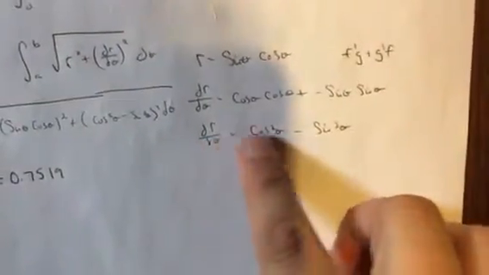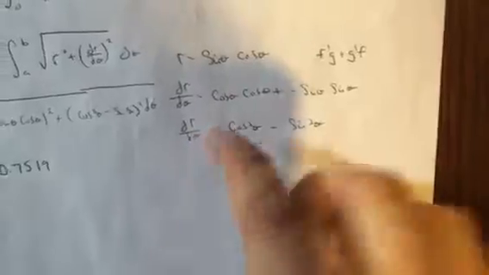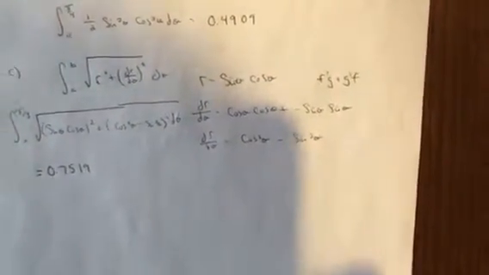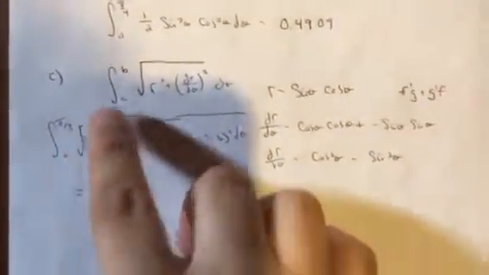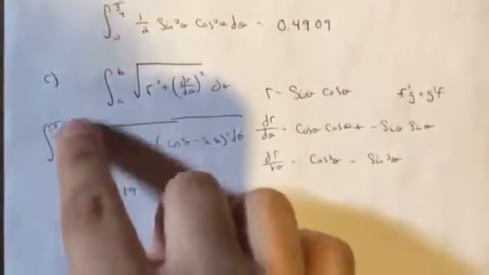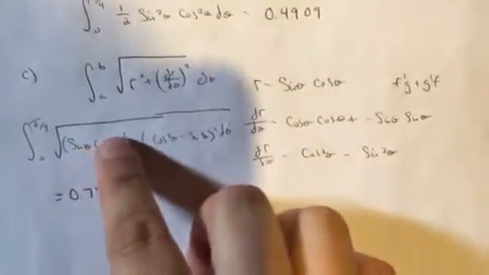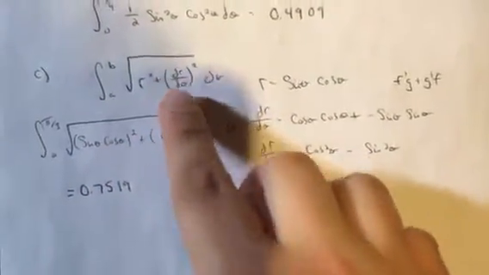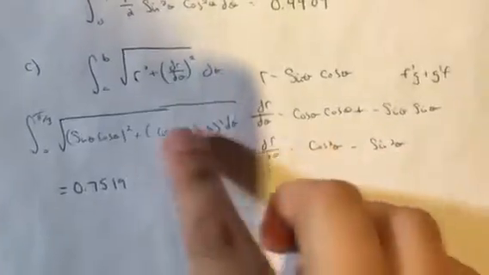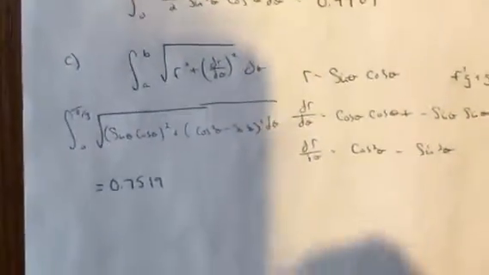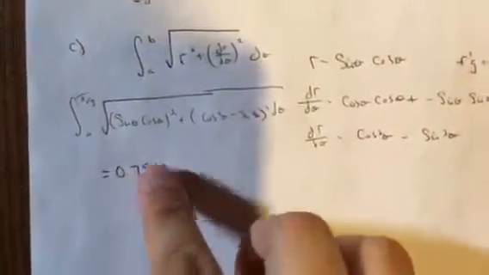So now I know what my dr d theta is. Now that I know my r, my dr d theta, and I know that I'm integrating this from 0 to pi over 3, I can put that in my formula. a and b become 0 and pi over 3. r just turns into sine cosine, squared, plus this dr d theta turns into what I found. So it turns into this squared d theta. And this is something I could plug in the calculator, and I would get this value down here.